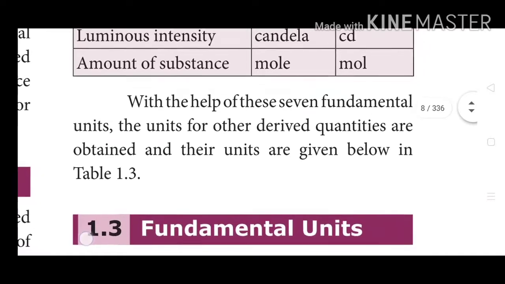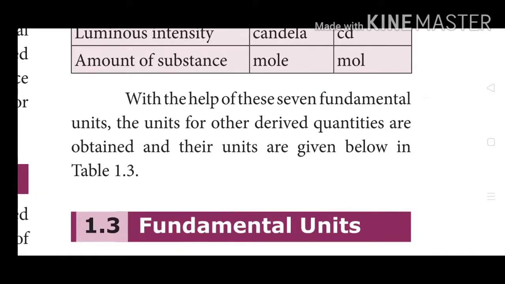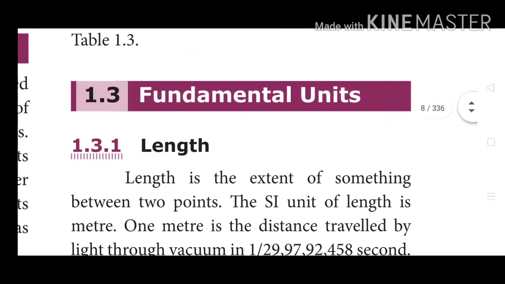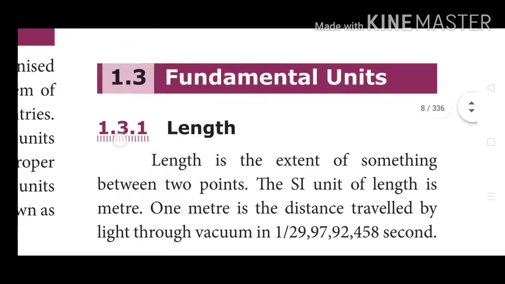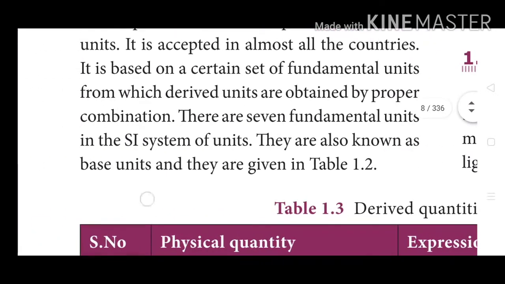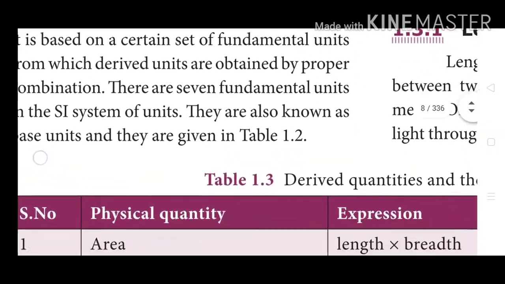The next topic is fundamental units, 1.3. What is given as mechanism under this topic? Length. What is meant by length?